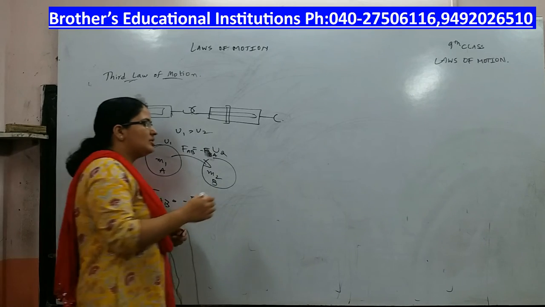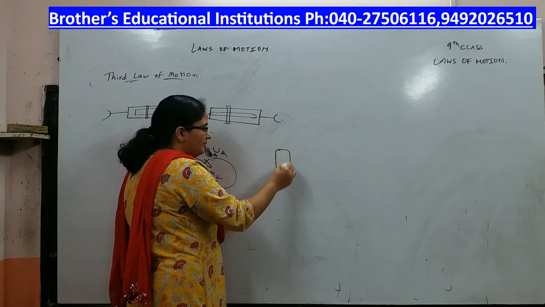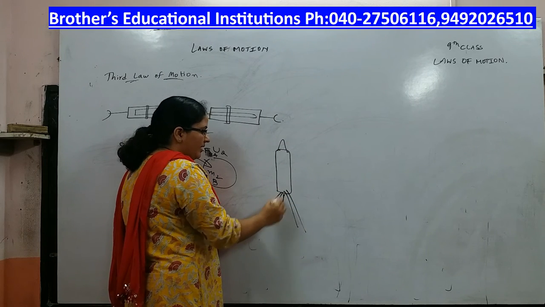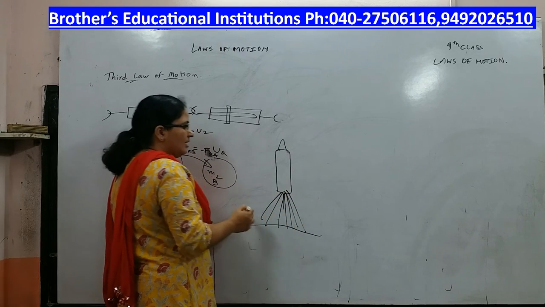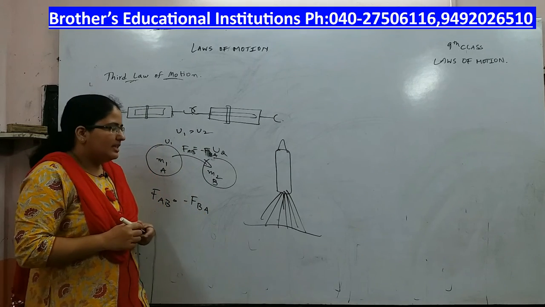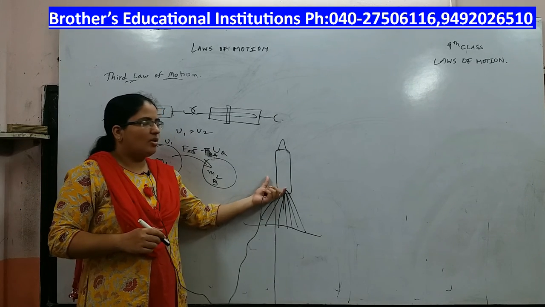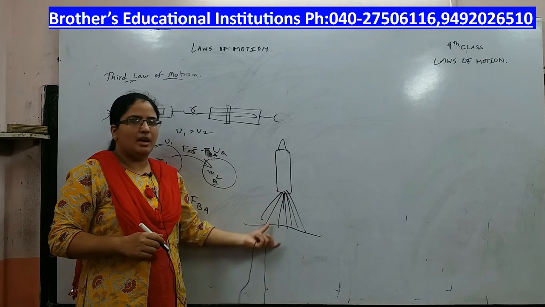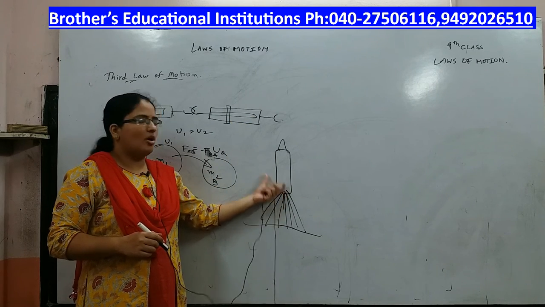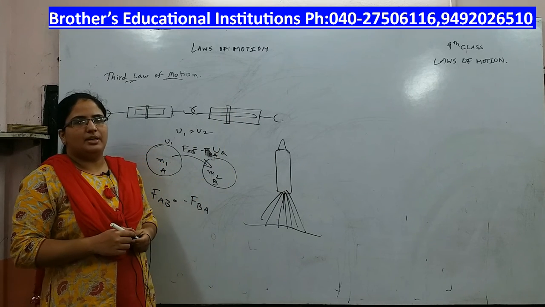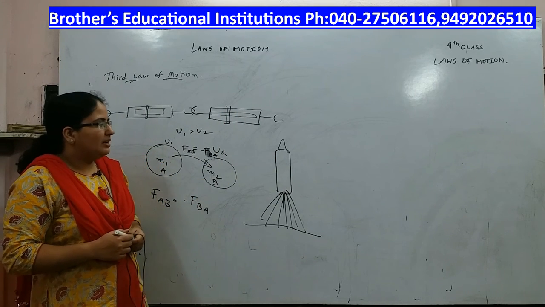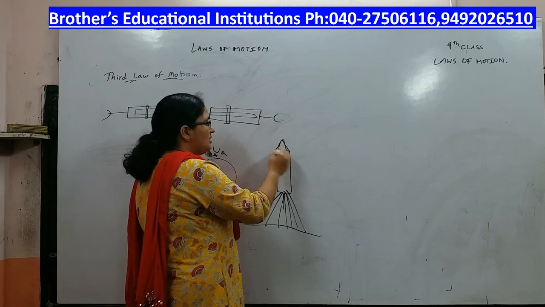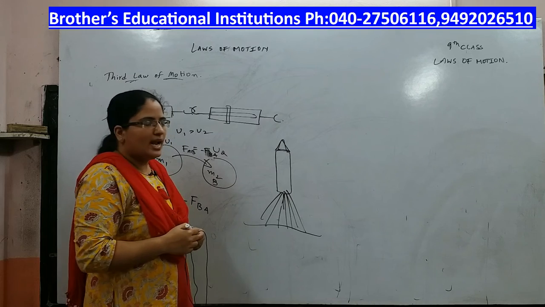Even when a rocket has to move, it expels gases with great velocity. Now this gas in turn makes the rocket move upward. So this action force, gases expelling out, gives a reaction force, the rocket moving up into the sky. Now next, let us see how a rocket moves with the help of a small activity.